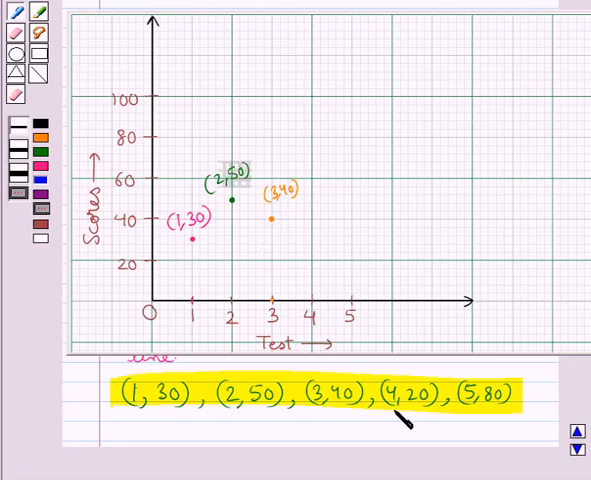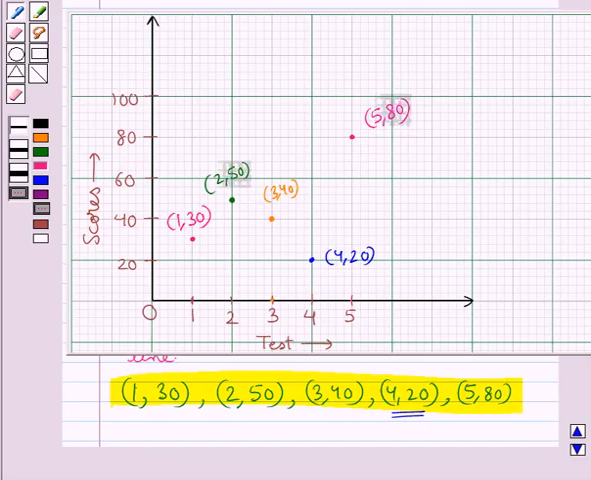Next is the point 4, 20. For this again, we move 4 units to the right from the point 0. We reach at this point and from here we move 20 units up. That is, we reach at this point. So this is the point 4, 20. The next point is 5, 80. For this again, we move 5 units to the right from the point 0. So we reach at this point. And from here we move 80 units up to reach at this point. This point is 5, 80. So we have located all the points on the graph that we got from the table.